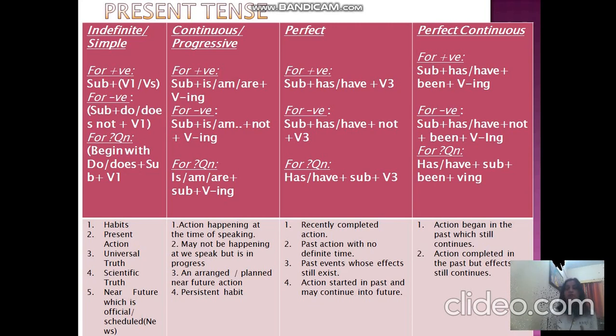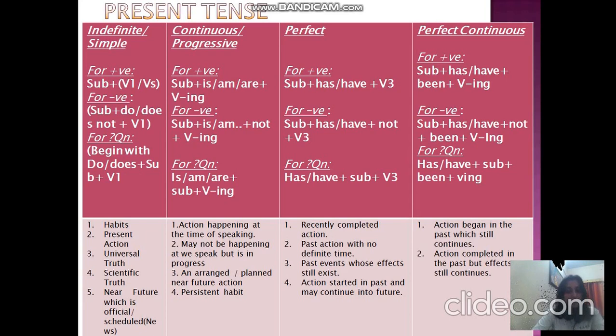So why are we using goes, why are we using Vs? Because he is singular. Now the same thing can be said like they go to school. In this case, because they is plural, we are using V1. So go is V1 and goes is Vs, right?